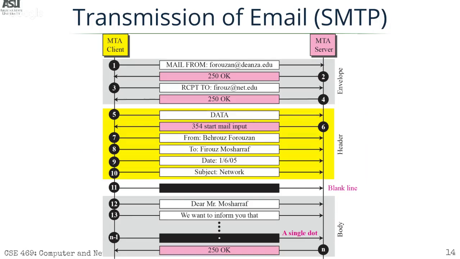So this first part is the envelope where we say, all right, this is coming from this person. We get a 250 OK, which is just a protocol code saying, yeah, okay. And then the recipient is going to this address, and then the MTA server says, yeah, okay. Now the client sends some data.